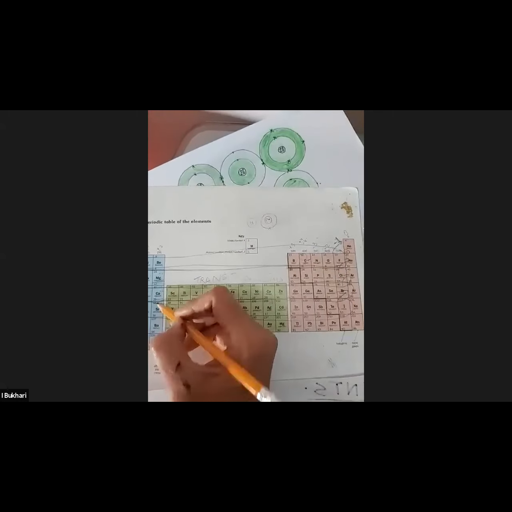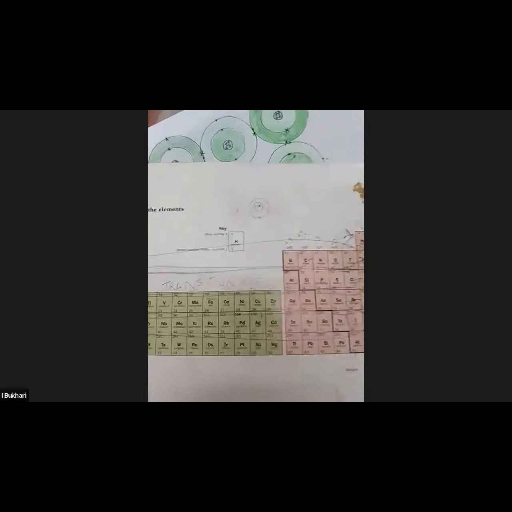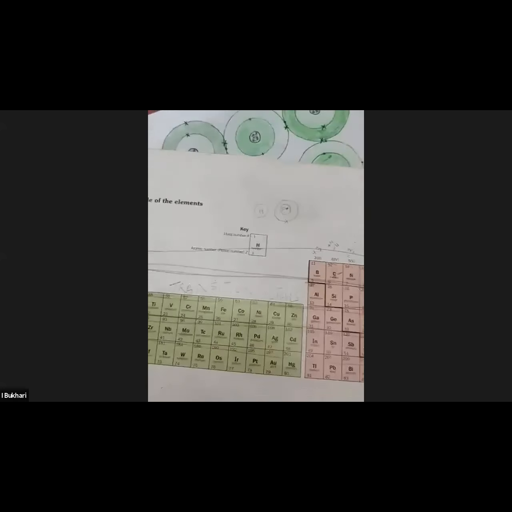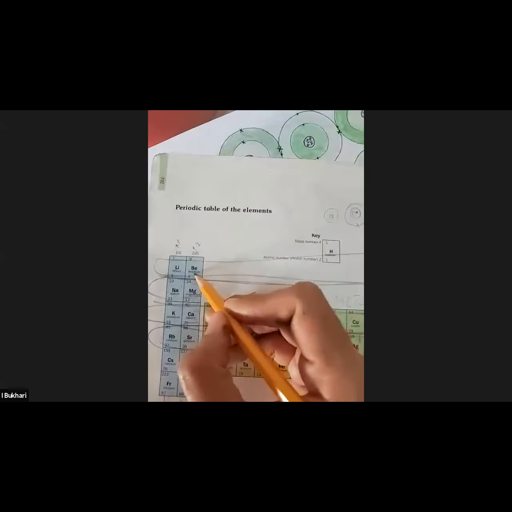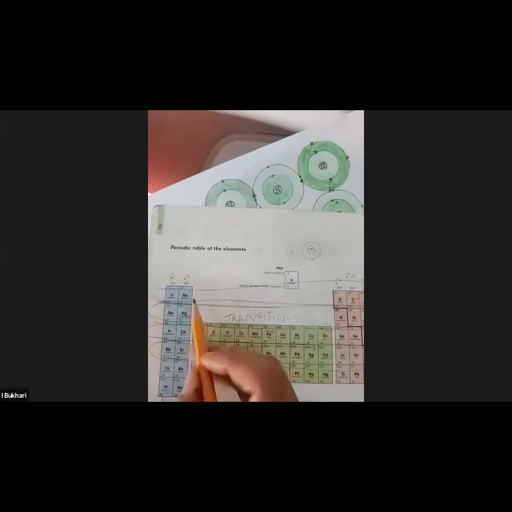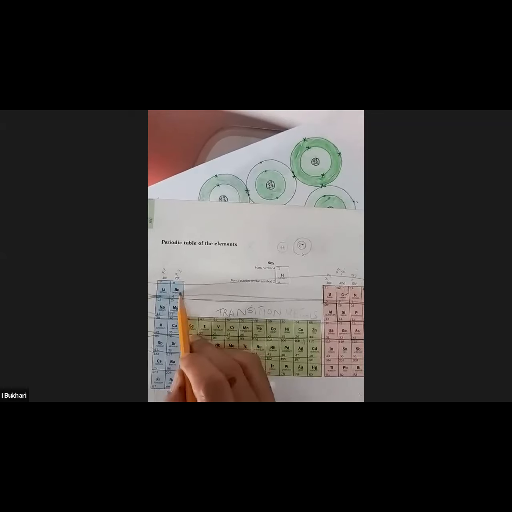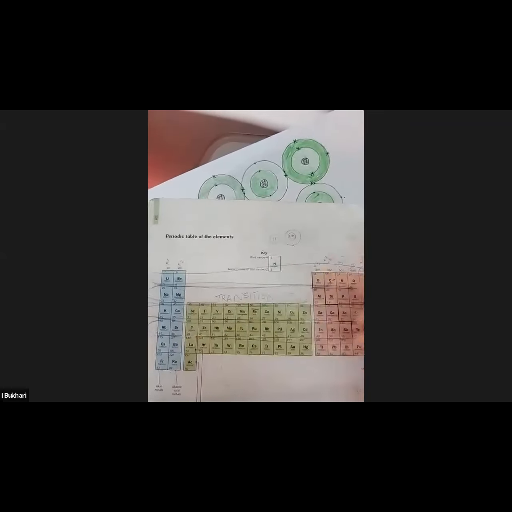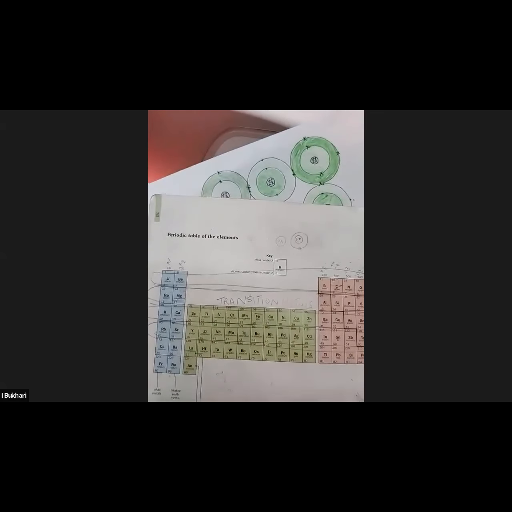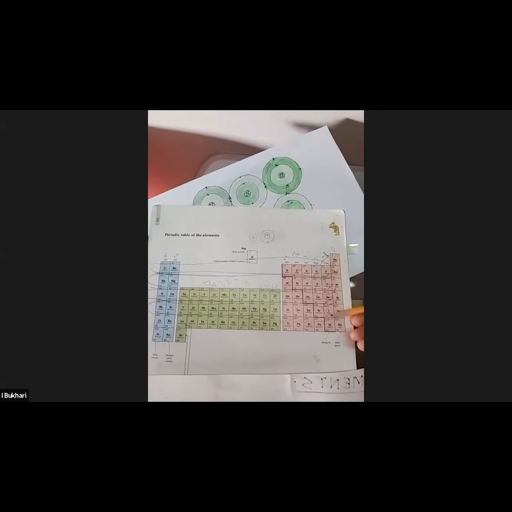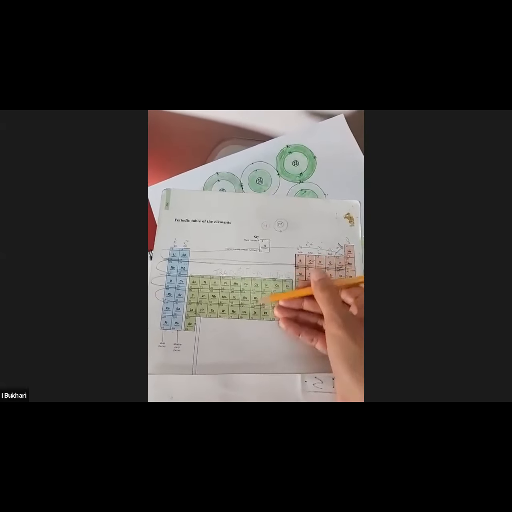Now, okay? And the same is the case with boron. Boron is B, right? But then we have beryllium. Both of them start with B. But in order to differentiate, we will use a second letter, which will be smaller, Be. No, we cannot add three or four letters, only two. You can see in this whole periodic table, you will not see more than two letters.